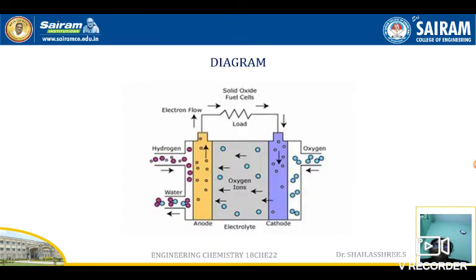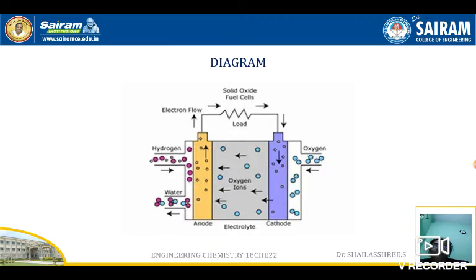This is the diagram of the solid oxide fuel cell. It is almost similar to the hydrogen oxygen fuel cell, but there the electrolyte used is potassium hydroxide. Here a solid electrolyte is used. That is the only change; everything else is similar. Fuels like carbon monoxide, hydrocarbons, or hydrogen can be used. Similar to the hydrogen oxygen fuel cell, we can use hydrogen and oxygen as fuel and oxidant.